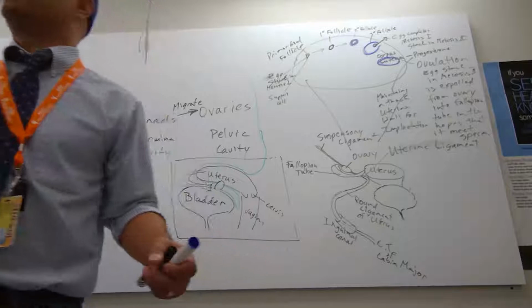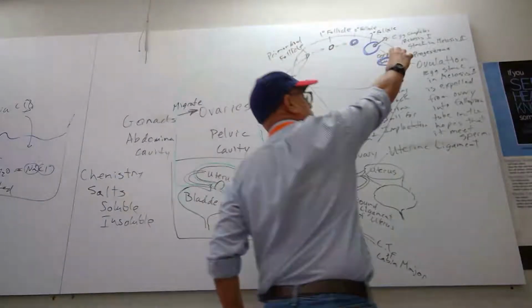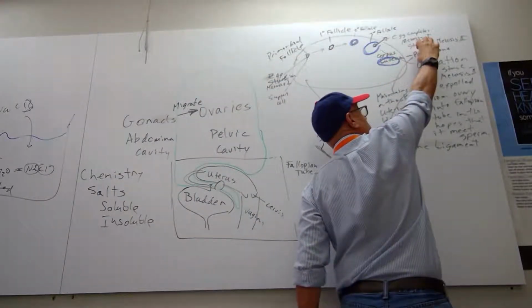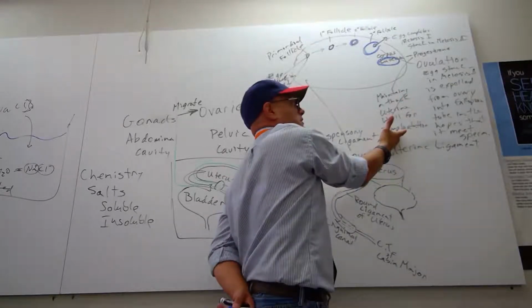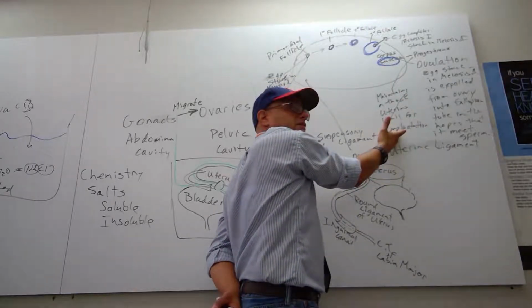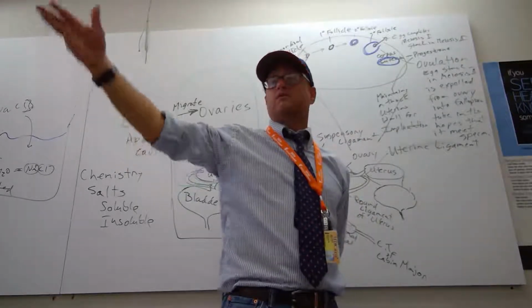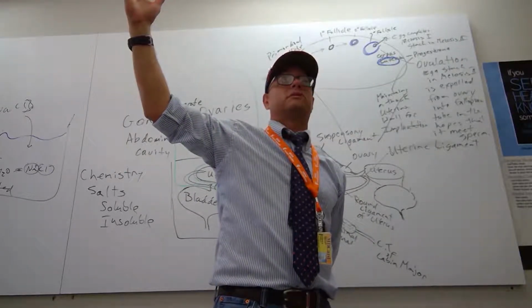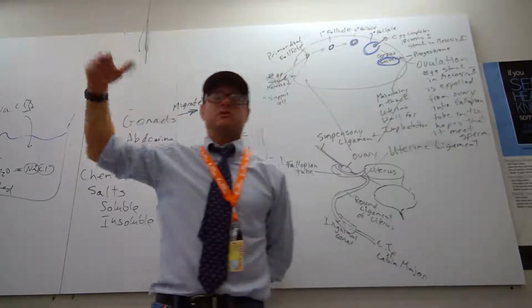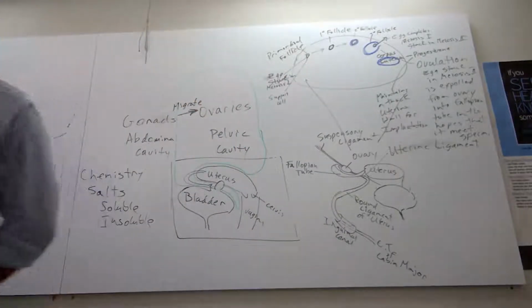The morning after pill, guys, blocks progesterone. If there's no progesterone, there's no maintaining the thick uterine wall for implantation. So then, even if the egg is fertilized, what happens? It sloughs off. Everybody understand? So you disrupt the hormone.